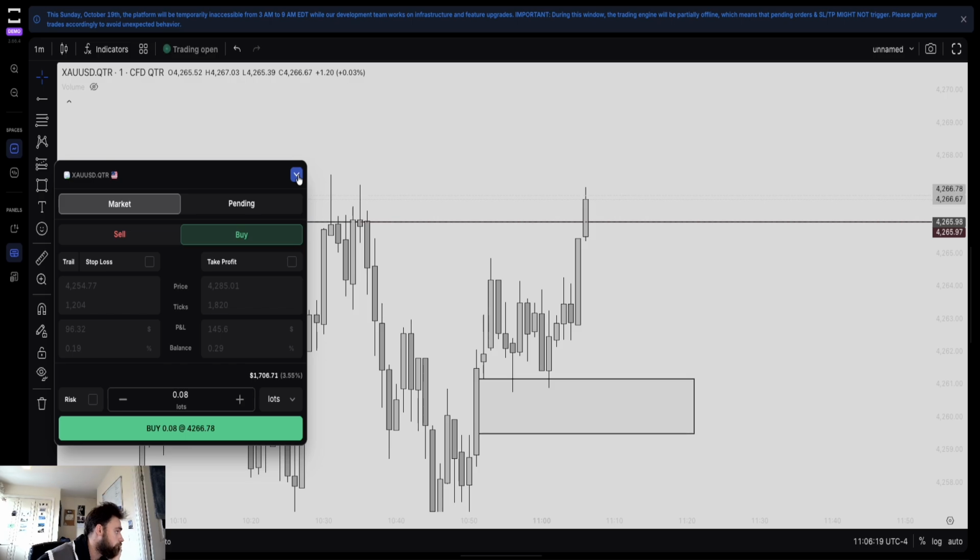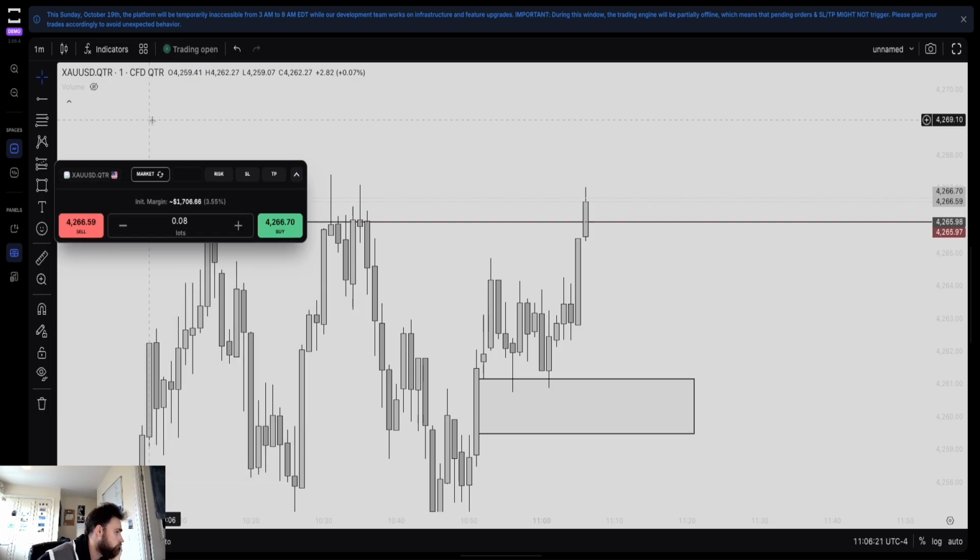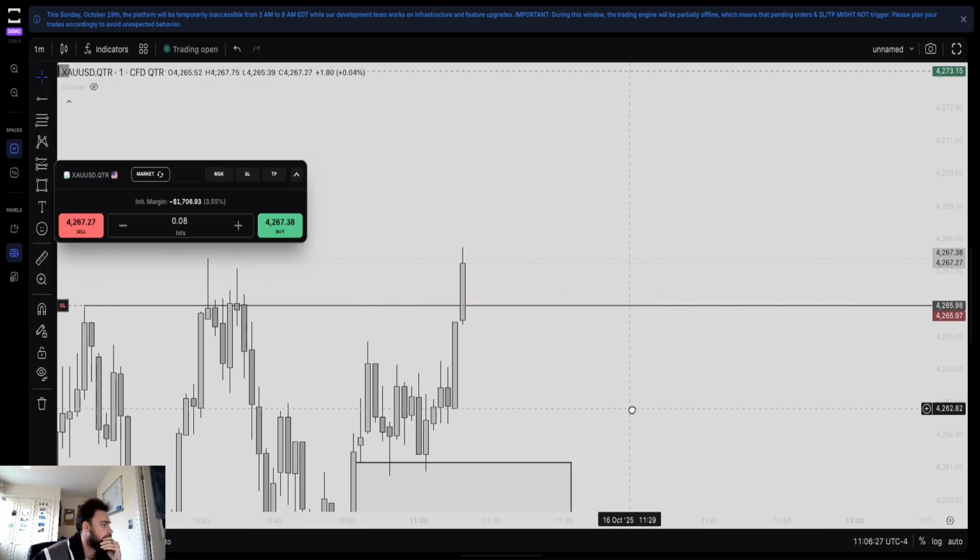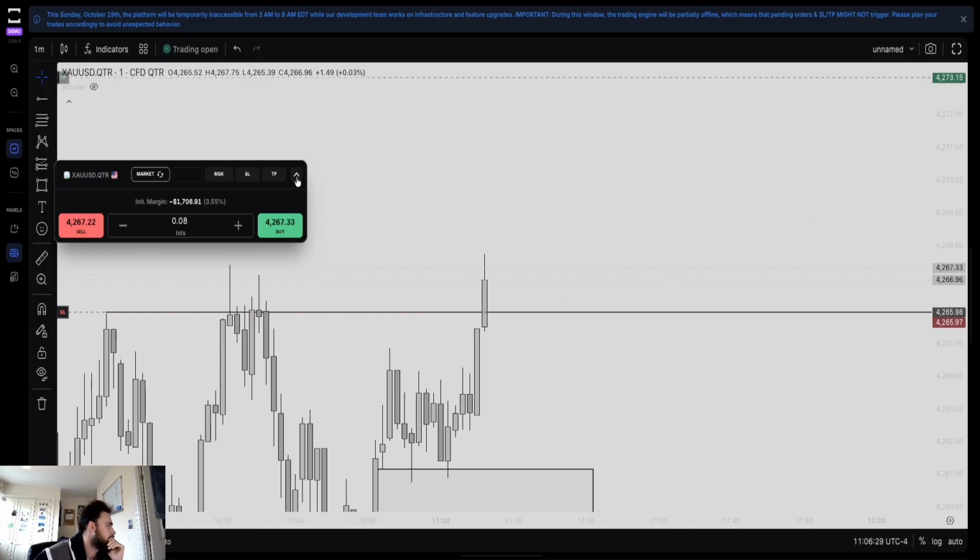First TP is taken, we won't take partials. If this price is running, we may see a move back down into here, which would be another good time to buy. But here we are up 108 quid.